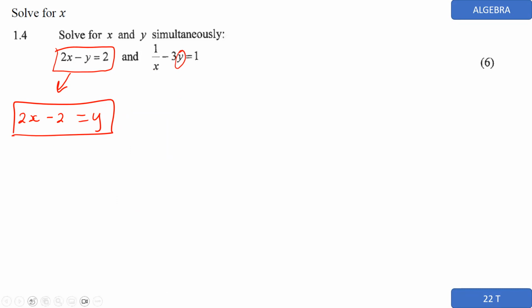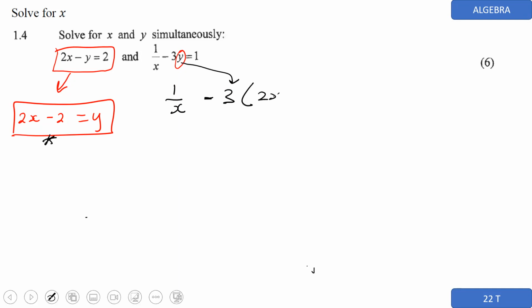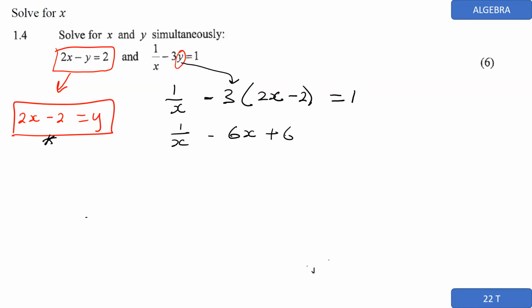So in other words, I'm going to use another color here. What we're saying is, if you take 1 over x minus 3, and it says y, so instead of saying y, I solve for y here. Can you see that? I'm going to replace that with 2x minus 2, which is actually equal to 1. And from here, it becomes a little bit easier. We could say 1 over x minus 6x plus 6 is equal to 1.